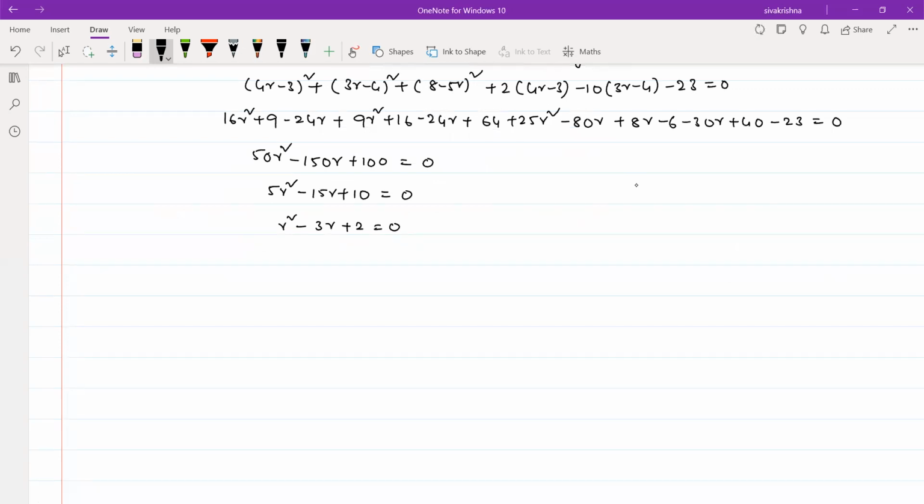Here we can find the factors. I am writing r square, and minus 3r can be written as minus 2r minus r, plus 2 is equal to 0. Why? Because if you multiply the first and last terms, we get 2r square. The factors of 2 are minus 2 and minus 1. If you multiply minus 2 into minus 1, we get 2, and if you add minus 2 and minus 1, we get minus 3. So we write minus 3r as minus 2r minus r. If you take r common from the first two terms, we get r minus 2, and if you take minus 1 common from the next two terms, we get r minus 2. Finally, taking r minus 2 common, we get (r minus 2)(r minus 1) is equal to 0. It means r is equal to 1, 2.